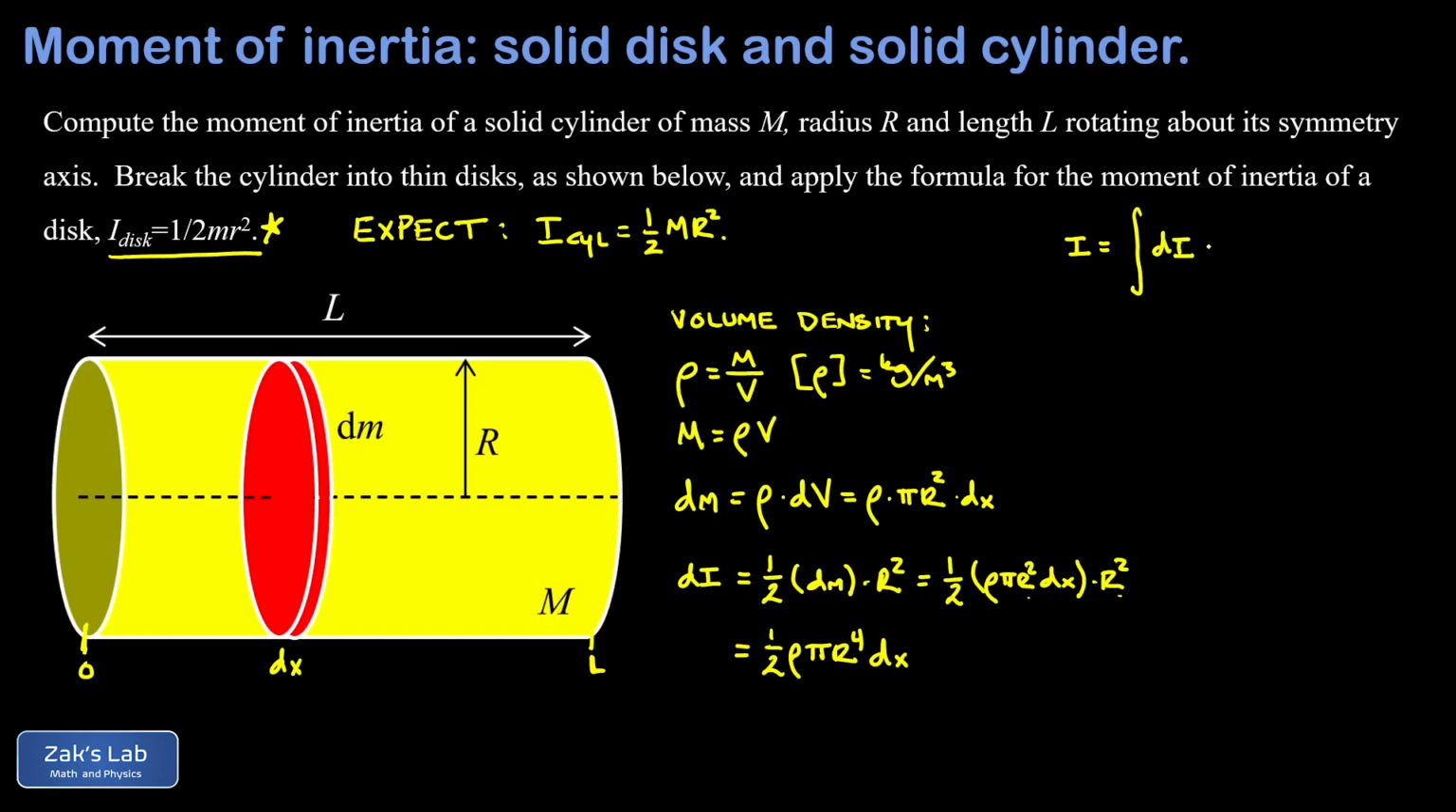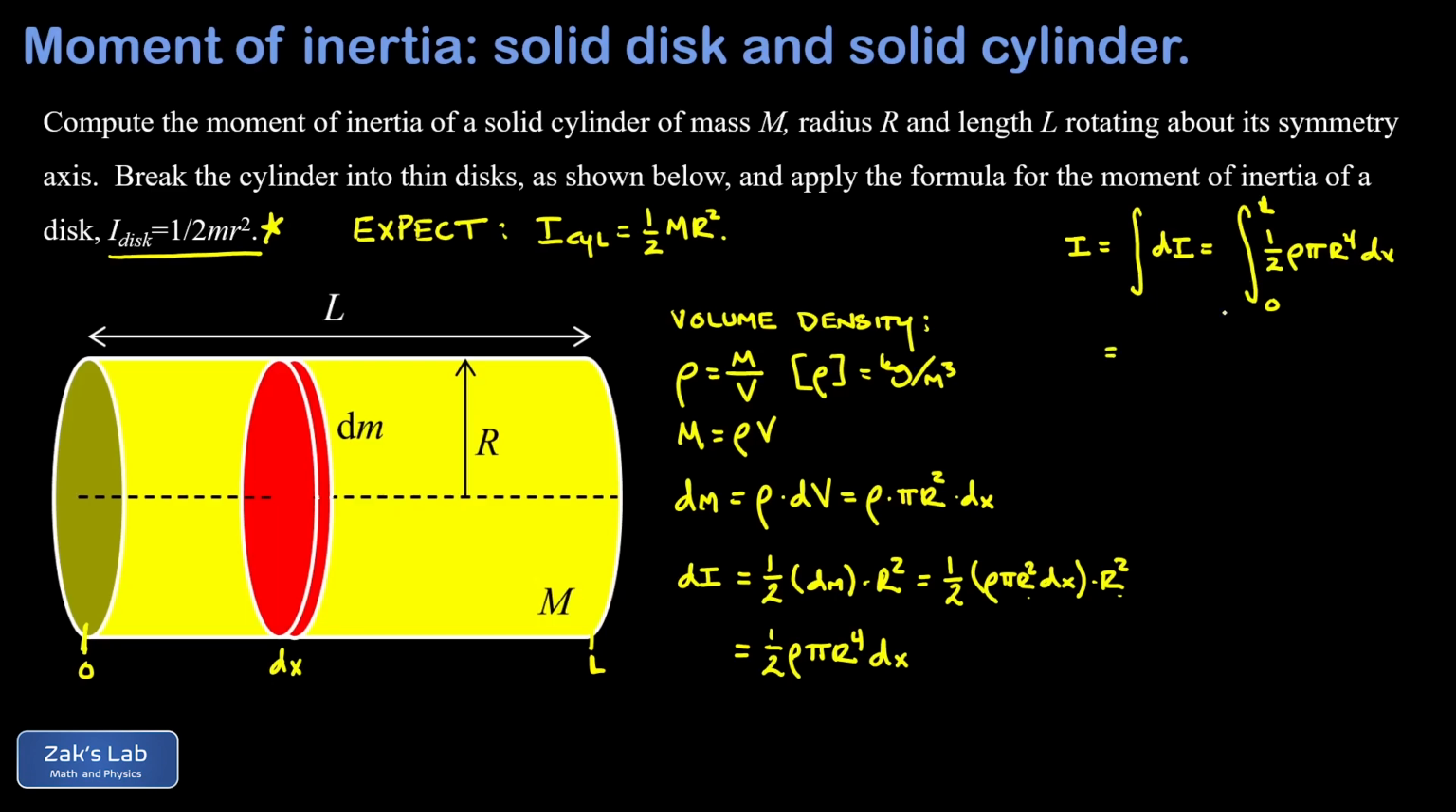So I is the integral of dI, and we plug in the expression for dI. That's 1/2 rho times pi big R to the fourth dx. And we're integrating in the variable x here as x goes from 0 to L. And that covers all the way from the leftmost slice on the cylinder to the rightmost slice.